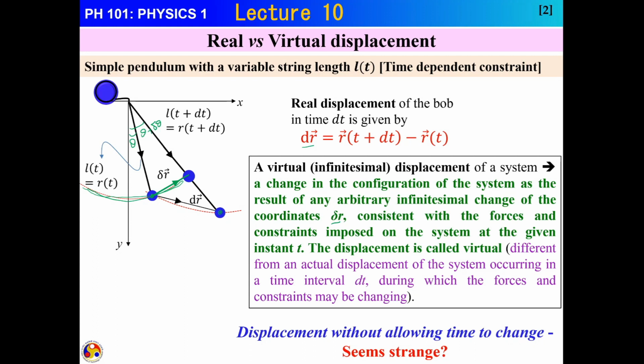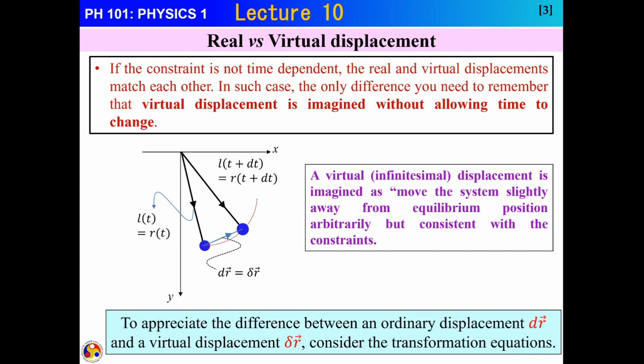So therefore, we can rewrite this in a simplest way. If the constraint is not time dependent, which means the length is not changing, then the real and virtual displacement, this delta r, is nothing but the dr. Eventually we can say it another way: move the system slightly away from the equilibrium position arbitrarily but consistent with all the constraints. All the constraints here is that the length of the pendulum is not changing. So that is what we indirectly say.